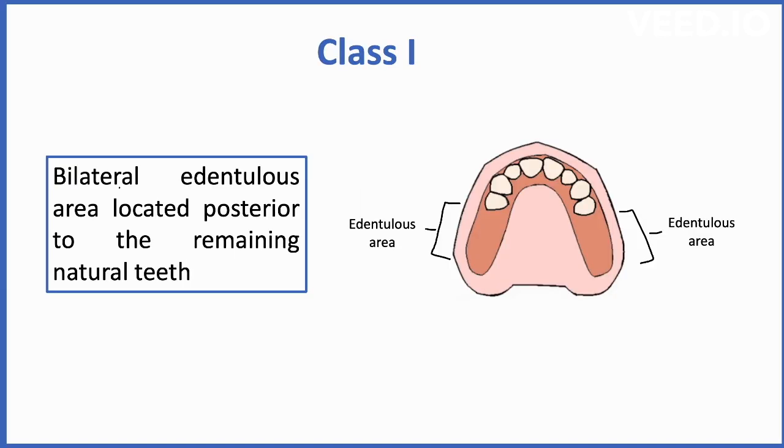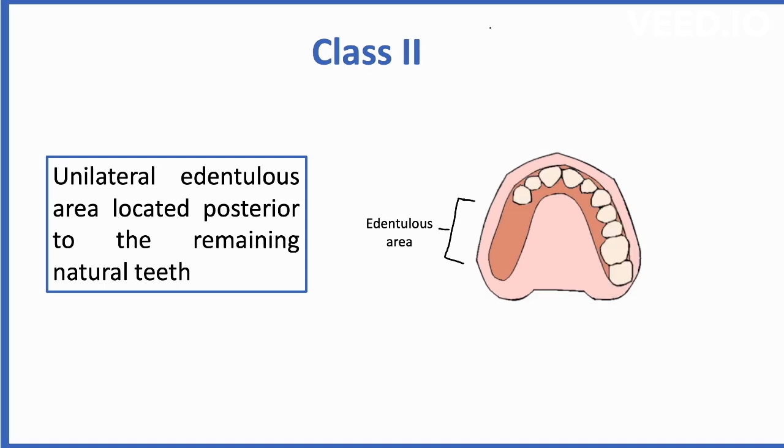Class 1 is when there are bilateral edentulous areas located posterior to the remaining natural teeth. This is an example of Class 1 since there are missing teeth posteriorly on both sides of the arch. Class 2 is when there is unilateral edentulous area located posterior to the remaining natural teeth. This is an example of Class 2 since there is only one edentulous area on one side of the arch.